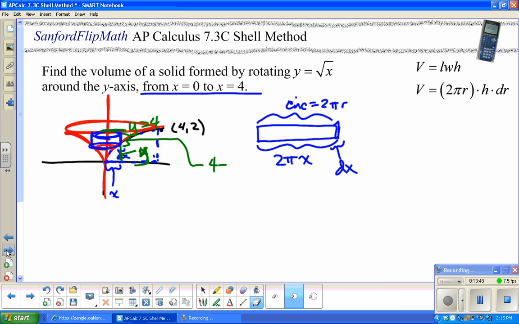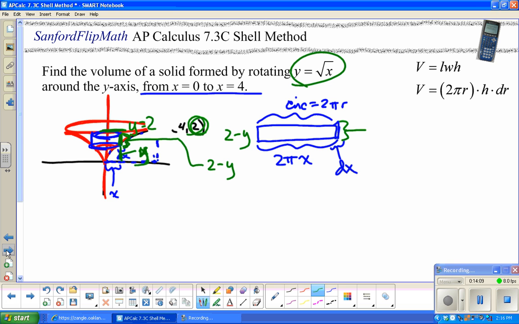Now see, I went and did it again. That's scary. Sorry about that. So this is y equals 2. Yep, see, I can read. So then this distance for the height of the shell will actually be 2 minus the y value, 2 minus y. And now we know that y is going to be the square root of x, so I can call that 2 minus the square root of x.